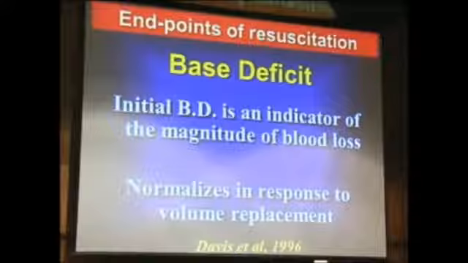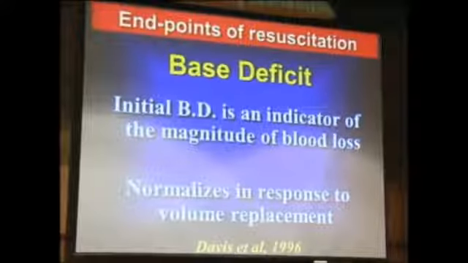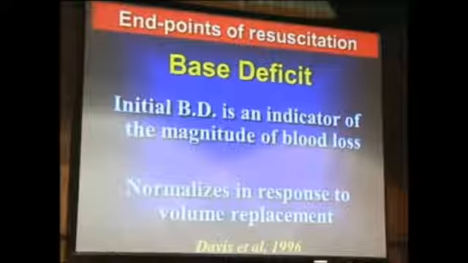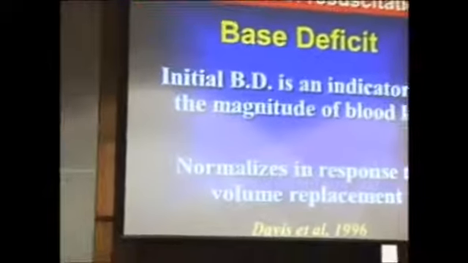Base deficit tells you how acidotic the tissues are and how much of a shock the patient has been through. The initial base deficit is a very good indicator of the magnitude of blood loss the patient already sustained. So if you have a multiple trauma patient coming to you with significant acidosis, you can very confidently say that this patient has lost quite a bit of blood and has been in significant anaerobic metabolism. And once again, as you begin to resuscitate these patients, it should normalize very nicely.